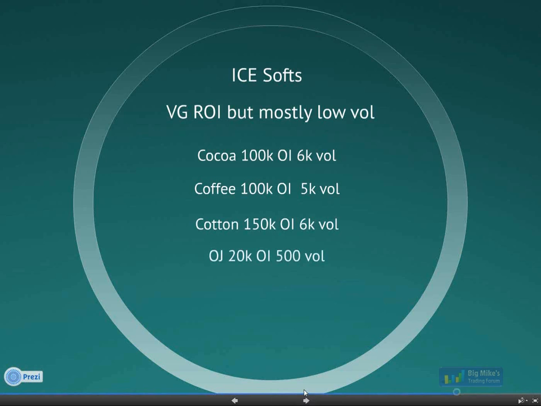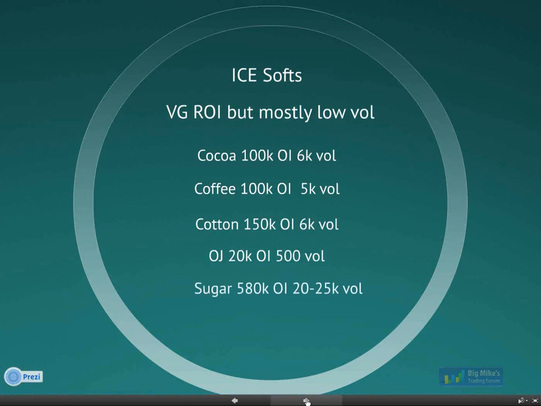Orange juice, 20,000 open interest, maybe 500 volume. That one I would stay away from. There's just not much there, and that market is extremely volatile. Worried about frost in Florida, worried about hurricanes in Florida, enough rain.